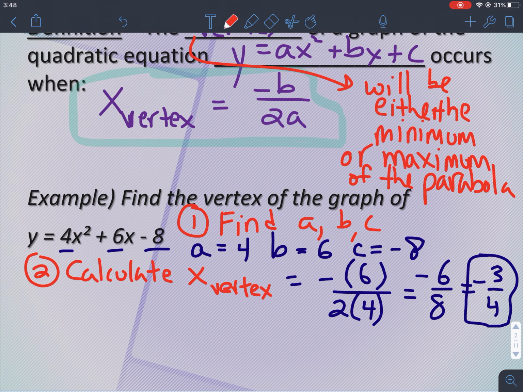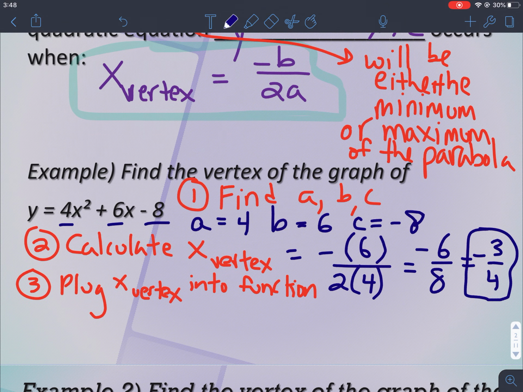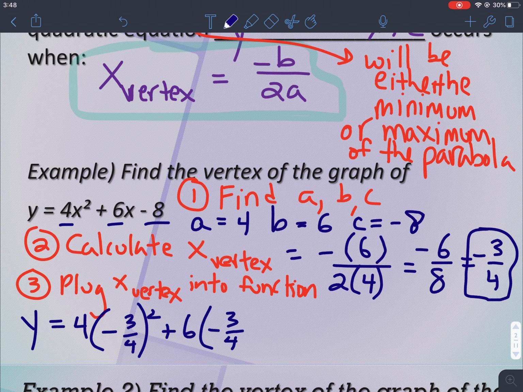The third step is to plug x vertex into the function to find the y-coordinate of the vertex. So that negative 3/4 is going to go in for the x, and we're going to write parentheses negative 3/4 squared plus 6 times negative 3/4 minus 8. And we go through all that process, and we should get an answer of negative 10 and 1/4.